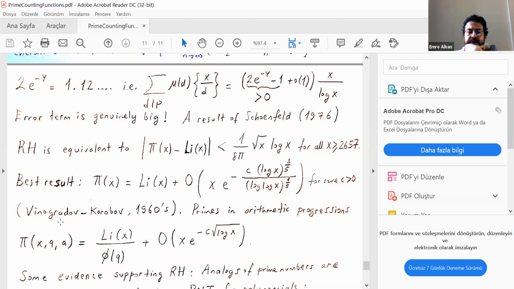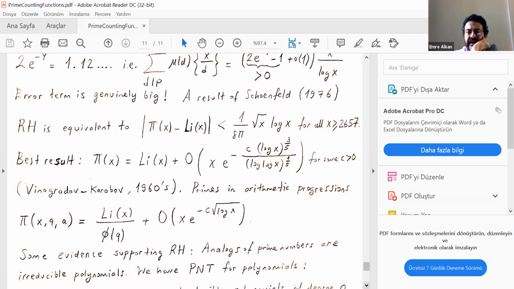So this is the Vinogradov-Korobov estimate on the error from the 60s. And it still seems to be the best. It hasn't been improved. So you can see why the subject is difficult. Well, at the beginning of my talk, I said prime counting functions. Why I said functions, I mean, I was only trying to count pi of x, but you can apply the same idea to subsets of primes with structure.